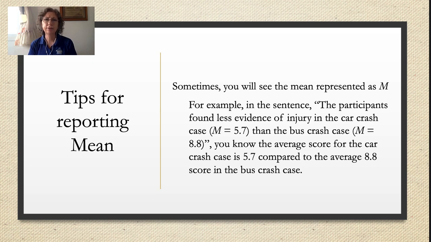We would know that the average score for car crash cases was 5.7 compared to the average for bus crash cases, which was 8.8. We know which one's higher because on average, 8.8 was higher than 5.7 in the cars. A couple of APA things to look at here. The M is italicized and there's a space between the M and the equal mark and after the equal mark. And mean is typically to one decimal place when we're writing about it in a paragraph. So just some tips there.